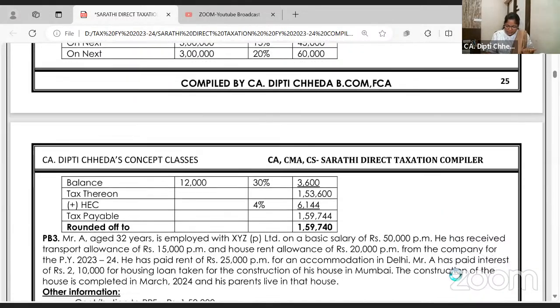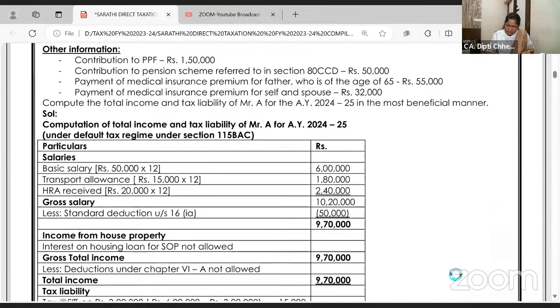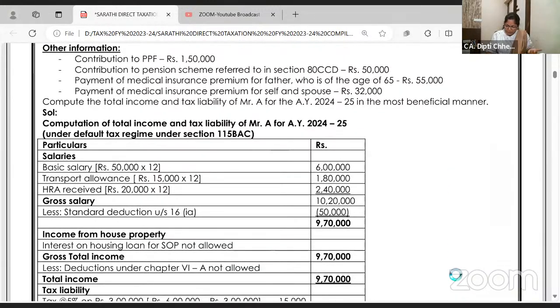Which regime, what are the tax rates? This is also a very nice problem covering both. So you can check these problems. My emphasis was on doubt clearing.